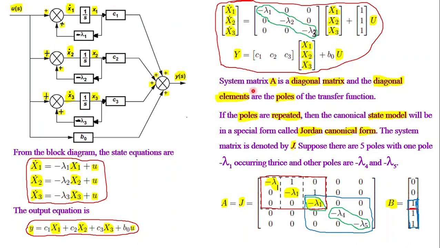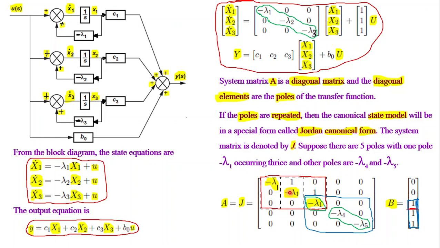Suppose you have repeated poles. For example, there are 5 poles, with minus lambda 1 repeated thrice, and the other poles are minus lambda 4 and minus lambda 5. Then we will get a peculiar form called the Jordan canonical form. Such a form is written here.